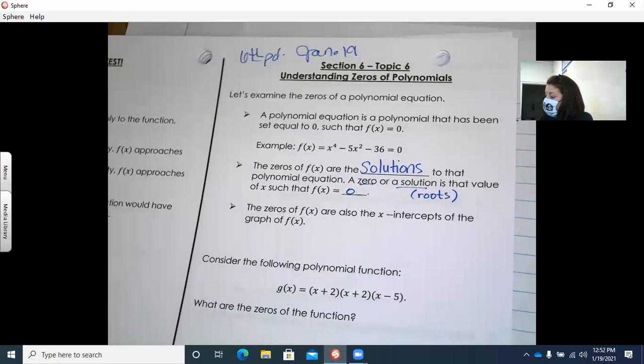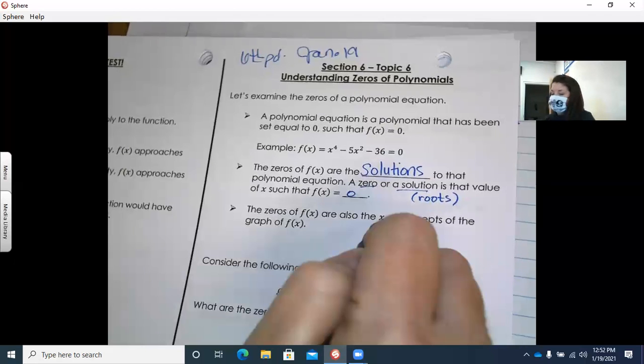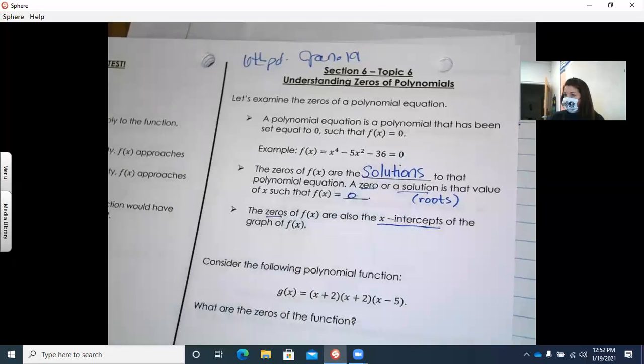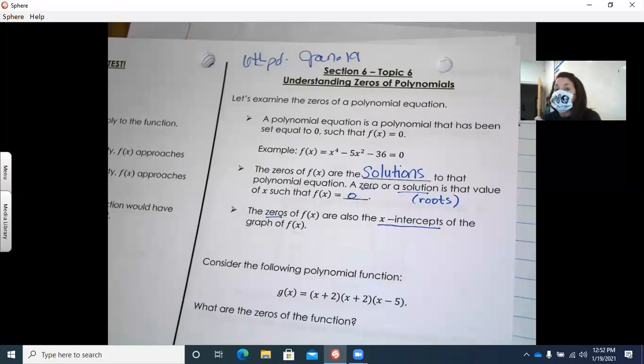The zeros of f of x are also the x-intercepts of the graph. Y'all know this already. Remember when I taught you how to graph quadratics? And remember when we solved a quadratic, either by factoring or the quadratic formula or completing the square, every time we solved a quadratic, we were finding x equals some number, and that number was where the graph crossed the x-axis, right? I told you then, that's called a zero, a root, a solution. So we're basically working with that today, but it's not just quadratics. We're doing polynomials with higher degrees, okay?